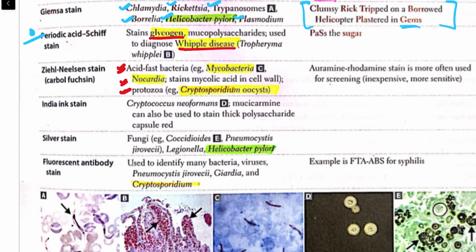Then next is India ink stain. It is used for Cryptococcus neoformans, right? Remember, mucicarmine can also be used, and it appears thick, which we saw in our pathology slide. This is India ink stain staining the Cryptococcus.